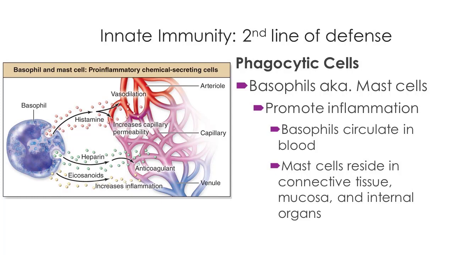Basophils, mast cells are really functioning with inflammation and signaling and facilitating inflammation. Now remember, basophils are in the blood. What do we call them in the tissues? Mast cells. And mast cells are everywhere. Your interstitial spaces, mucosa, internal organs. The basophils are just in your circulation.